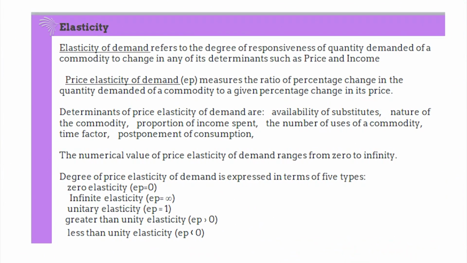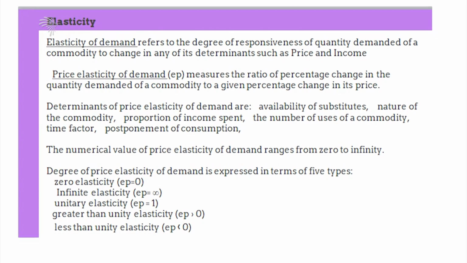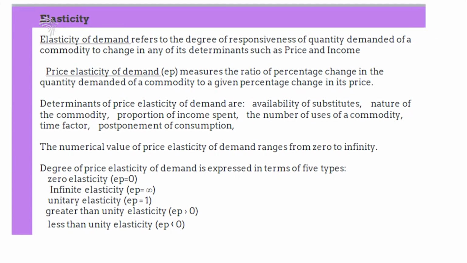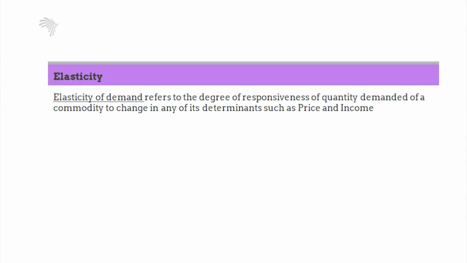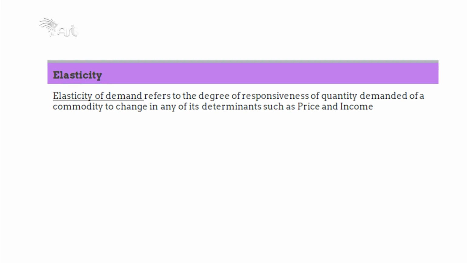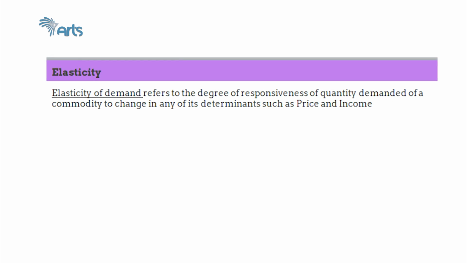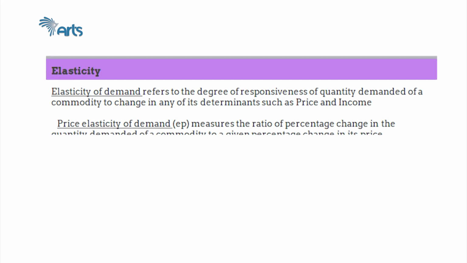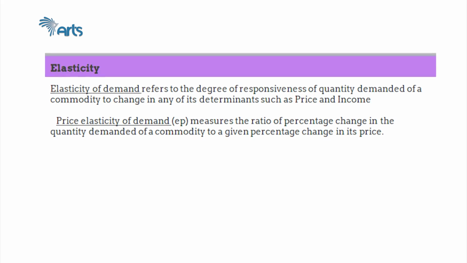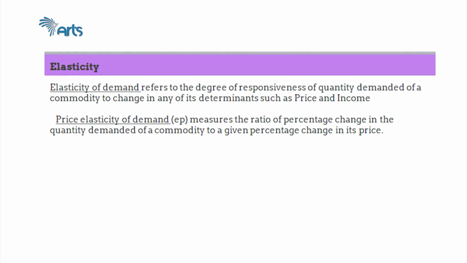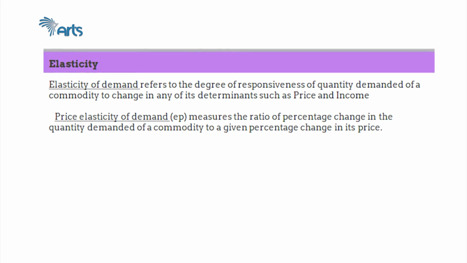Now let's turn to the concept of elasticity. We have so many elasticity concepts and formulas, but first let's start with the concept of elasticity of demand. This refers to the degree of responsiveness of quantity demanded of a good or commodity to change in any of its determinants, such as price and income. When we come to price elasticity of demand, or in abbreviation we call it EP, it measures the ratio of percentage change in quantity demanded of a good to a given percentage change in its price.